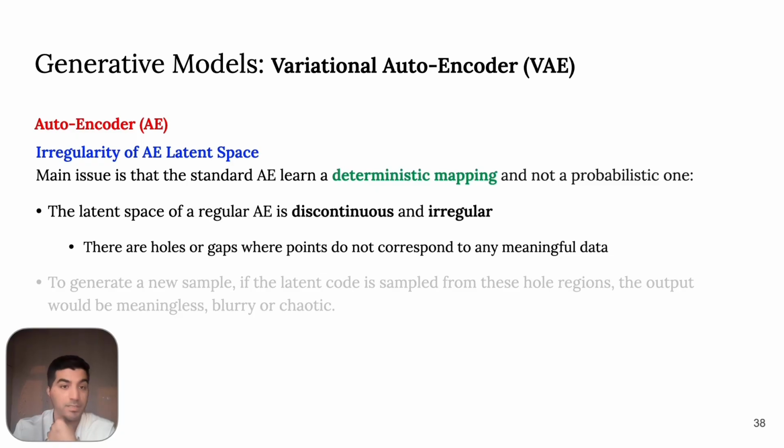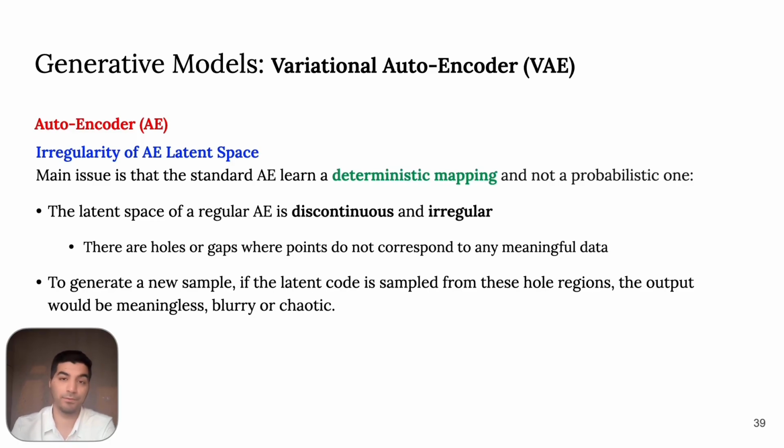The latent space of a regular autoencoder is discontinuous and irregular, meaning that there are some holes and gaps within this learned distribution. And if you sample from these holes and gaps, and we don't know where they are, if you sample a random latent code and it's within these holes and gaps, we will end up generating meaningless, blurry, or chaotic outputs.